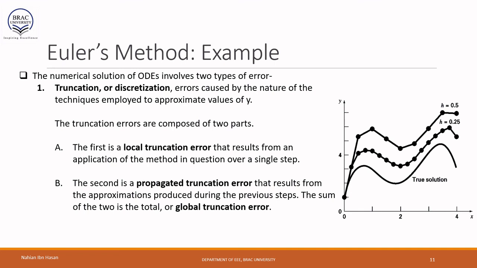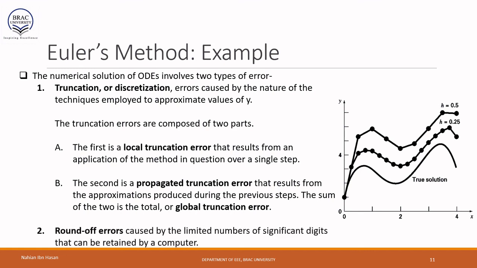Now let's see, there are two different kinds of errors in Euler's method actually. Whenever we are going to solve ordinary differential equations, it's not just Euler's method. Whenever we use a more complex method, there will be two different kinds of errors. The first one is truncation error, and the second one is round off errors. The truncation error has two different terms. The first one is local truncation error, and the second one is propagated truncation error, and summing these two terms together we will get the global truncation error.